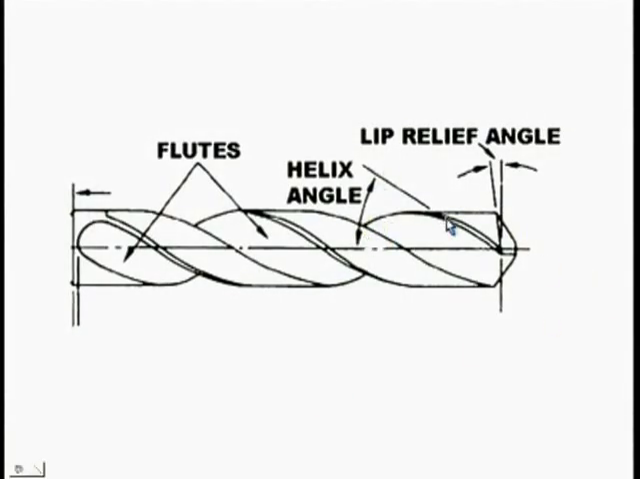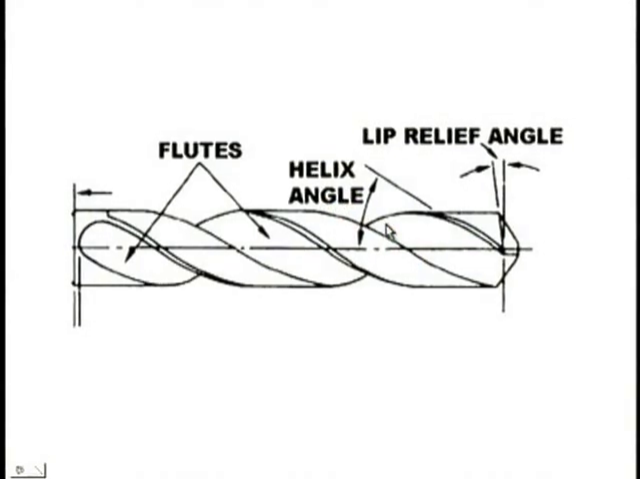What is helix? This is the leading edge. This leading edge is continued till the flute length. So this angle, this leading edge and the axis, when it is projected onto a plane parallel to the axis of the drill bit, that is called helix angle.